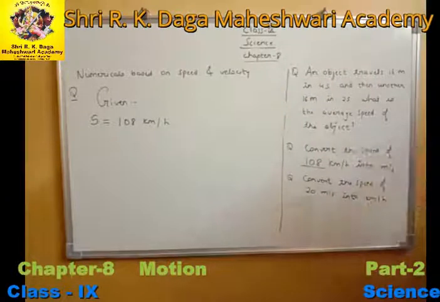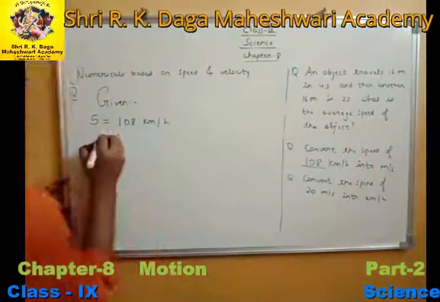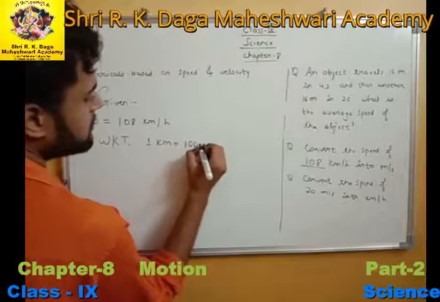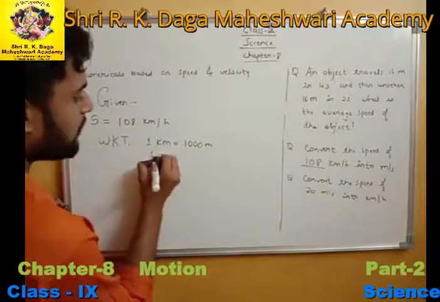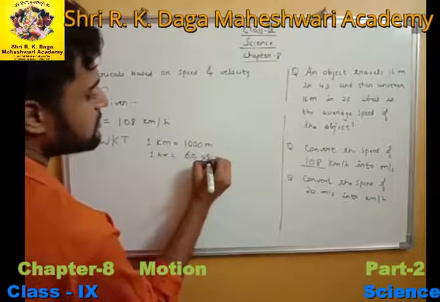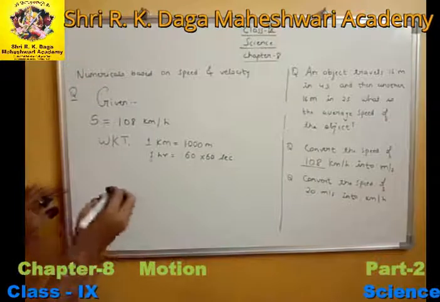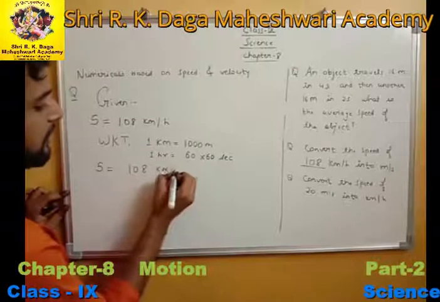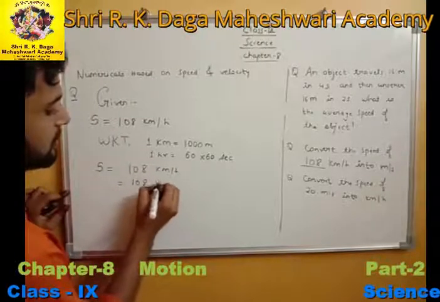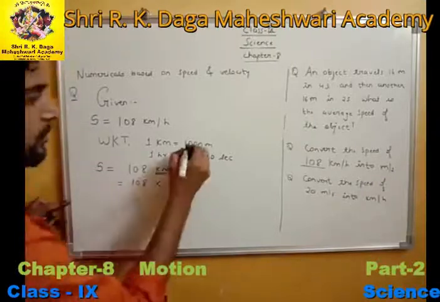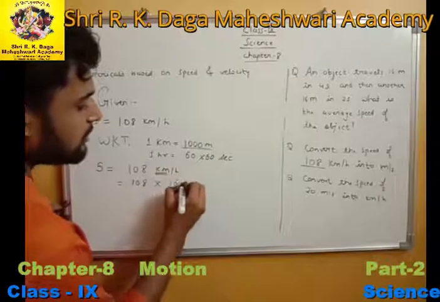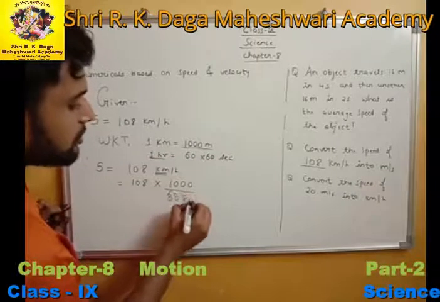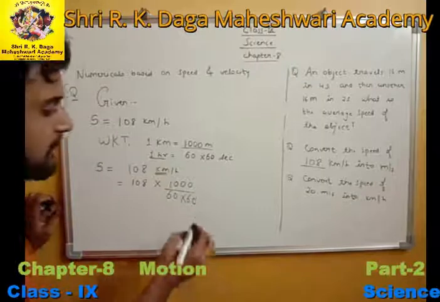Is anything else given in the question? No, nothing else. Now what do we know? We know that 1 kilometer is equal to 1000 meter and 1 hour is equal to 60 into 60 seconds. Okay, so I can write this speed of 108 kilometer per hour as 108 into, for the kilometer, 1 kilometer is equal to 1000 meters, so I can write 1000 divided by, for this 1 hour I can write 60 into 60.